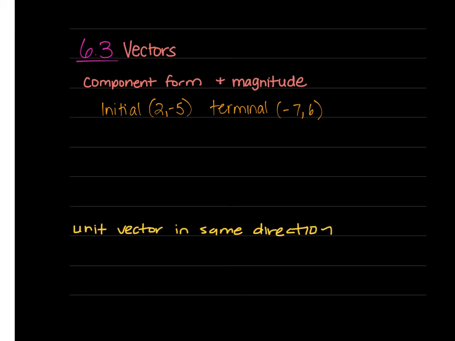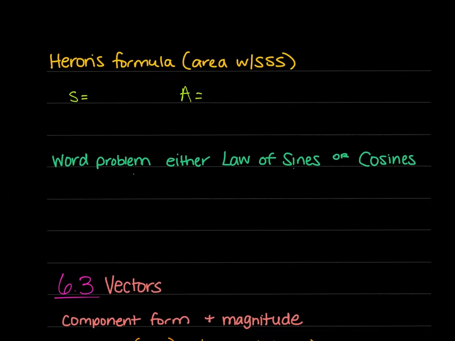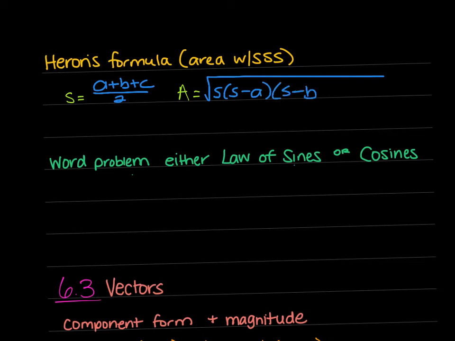Also in 6.2 was Heron's formula. So this is when you're finding area given all three sides. The first thing you have to do is find S, and S is A plus B plus C divided by 2. And then you'll find the area by doing the square root of S times S minus A times S minus B times S minus C.